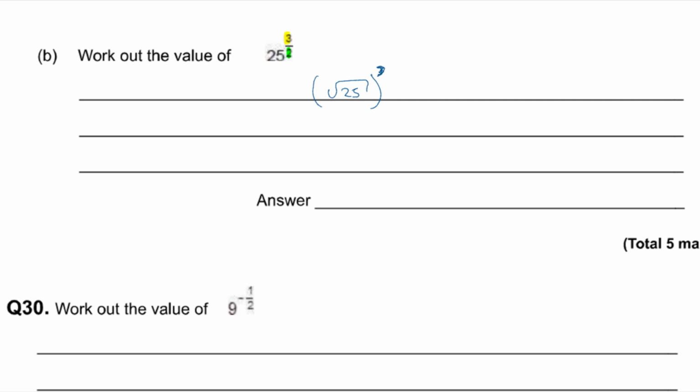I work out what the square root of 25 is, that's 5, and then I can apply the cube. So 5 cubed, that's 125 then, isn't it? Similarly, work out the value of 9 to the minus 1/2.